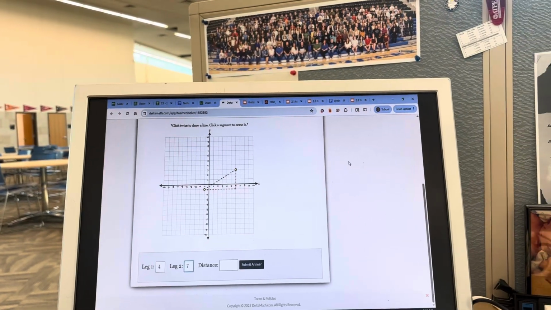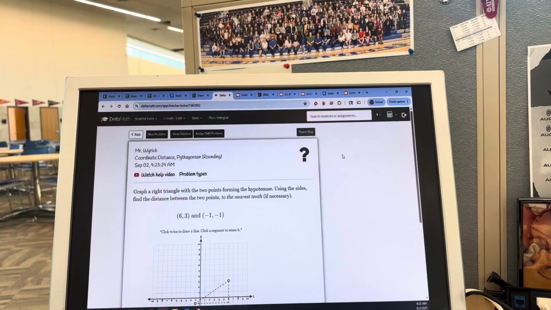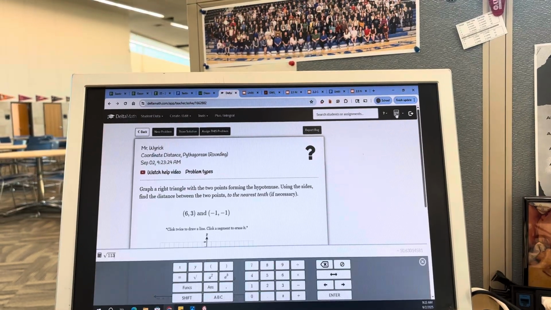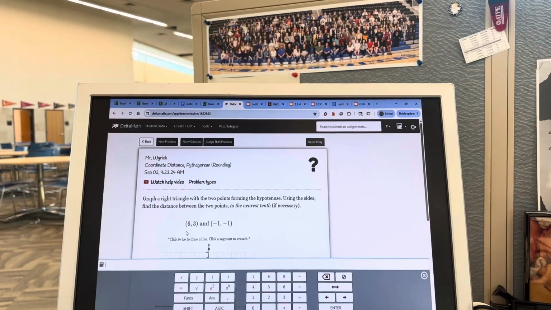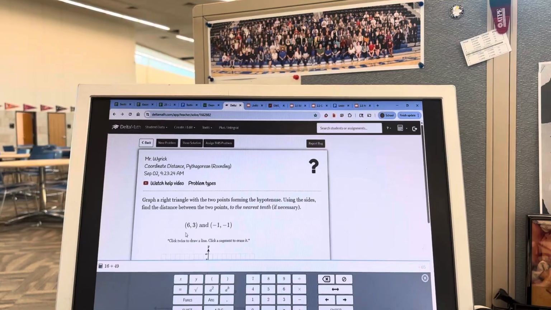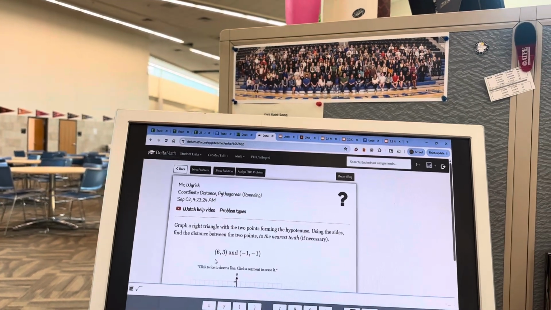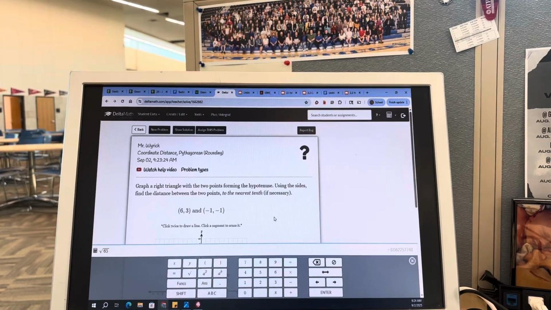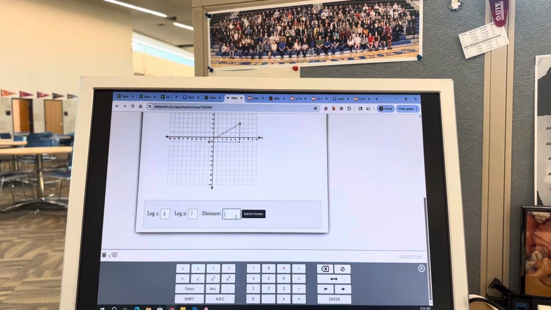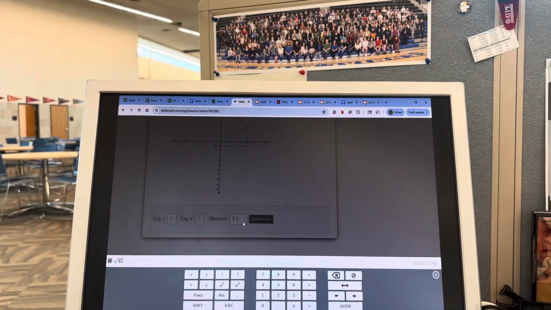So again, I'm going to pull up my calculator here because that's 16 and 49. Let's see, 16 plus 49. Yeah, that's 65. So the square root of 65 is going to be 8.06. So rounded to the nearest tenth, I'm going to call that 8.1.